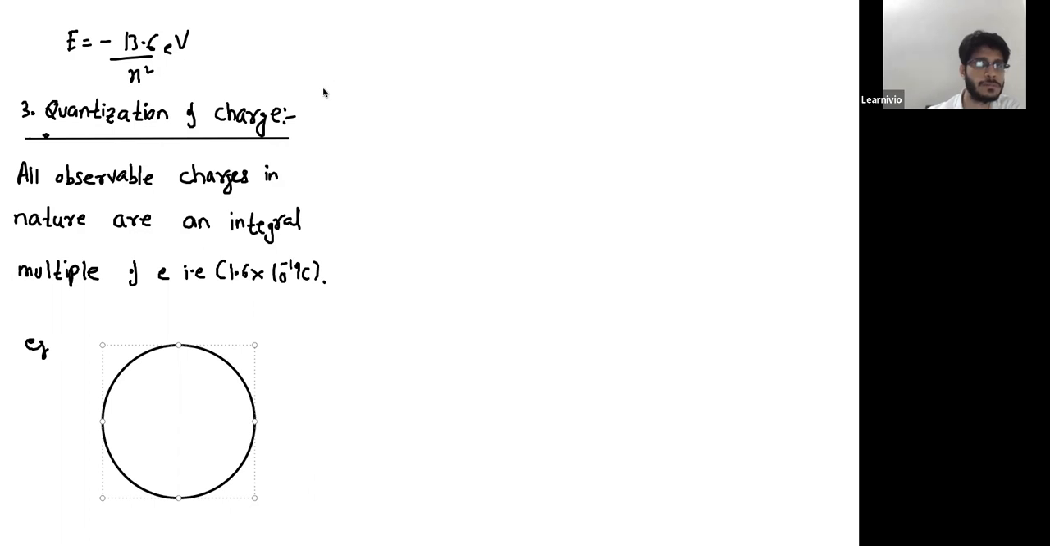Say you have an atom, and this is the nucleus of the atom. So in the nucleus of this atom, say you have 5 protons, and around these 5 protons, you have 5 electrons. So this atom is neutral.